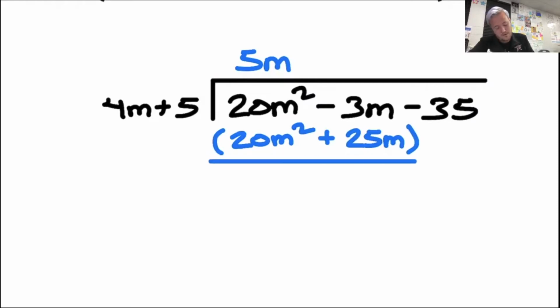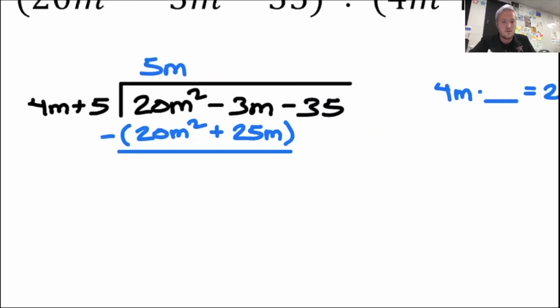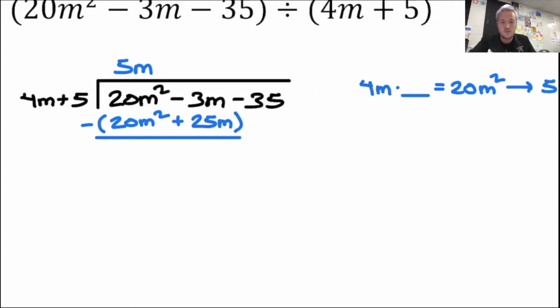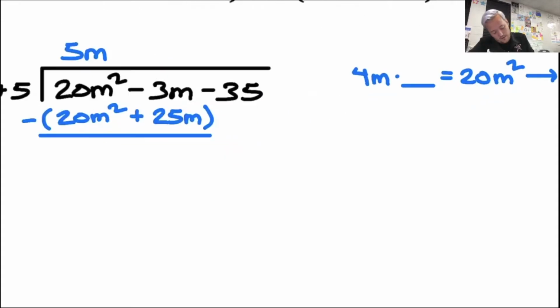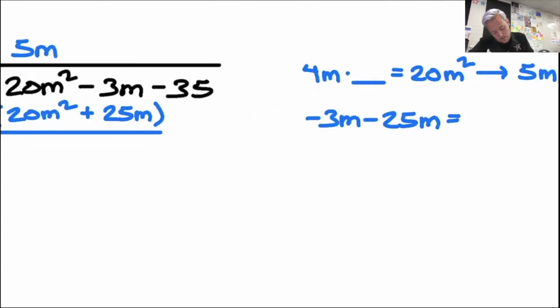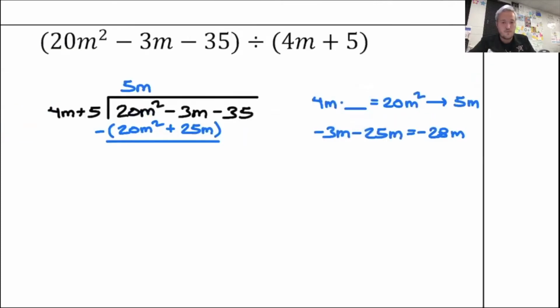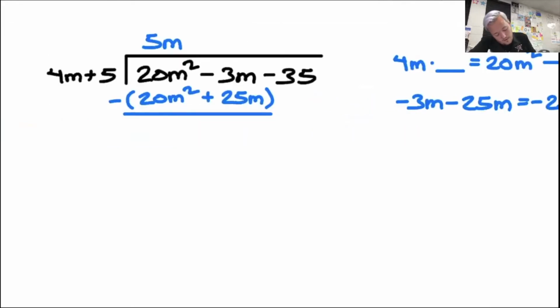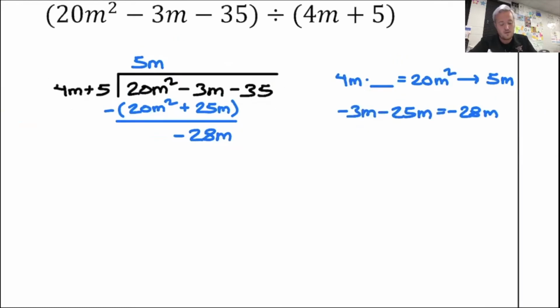All right, and then I'm going to subtract. So the 20m squared minus 20m squared, that's just gone. So I have negative 3m minus 25m, which is going to give you negative 28m. That's going to be written underneath. So that's the first round.